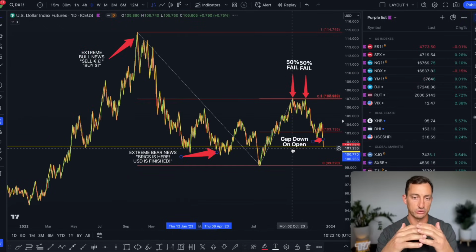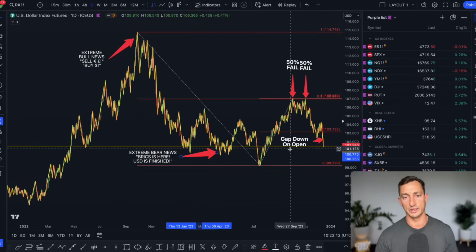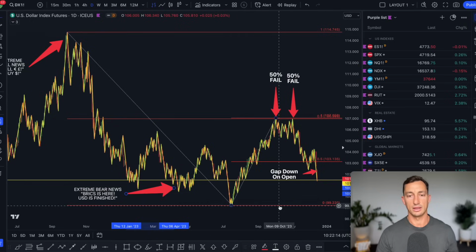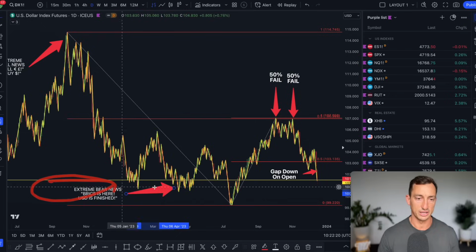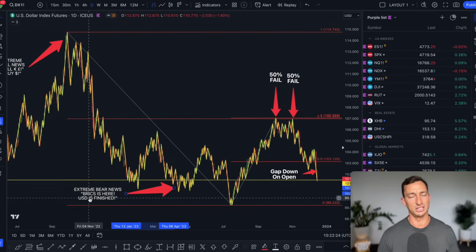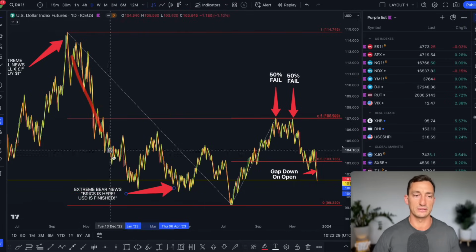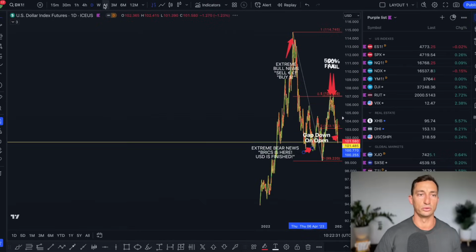So the gap down got us down to 101.5 over the course of this second half of the real estate cycle. So I'm expecting further downside on the US dollar, and of course the news and media headlines to continue going on about whatever bearish narrative they have. At the last bottom here in April, they were talking about BRICS is here, the US dollar is finished, and you basically get out of the US dollar, it's all over. But essentially, this is typically what happens every single cycle.